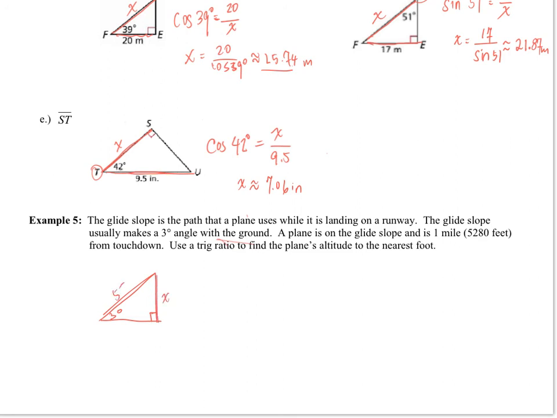So this is 5280. So we have the opposite. We're looking for the opposite length from 3 degrees, and we have the length of the hypotenuse. So we're going to have to use sine. Sine 3 equals x over 5280. So x will be about 276 feet.